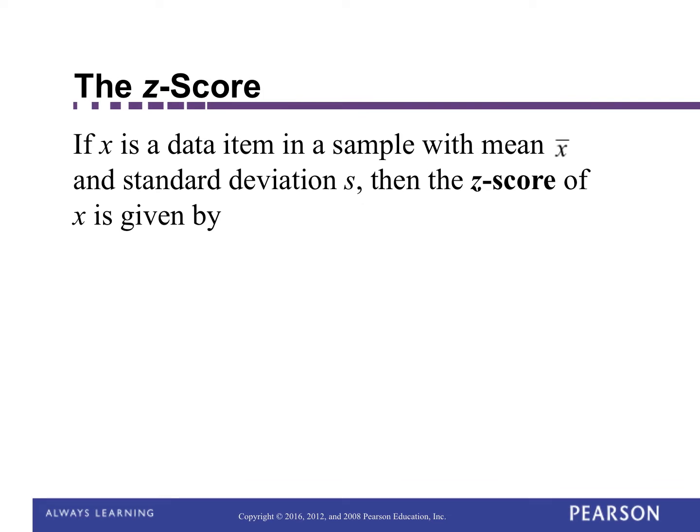If X is a data item in a sample with mean X bar and a standard deviation S, then the z-score of X is given by Z equals the value minus the mean divided by the standard deviation.